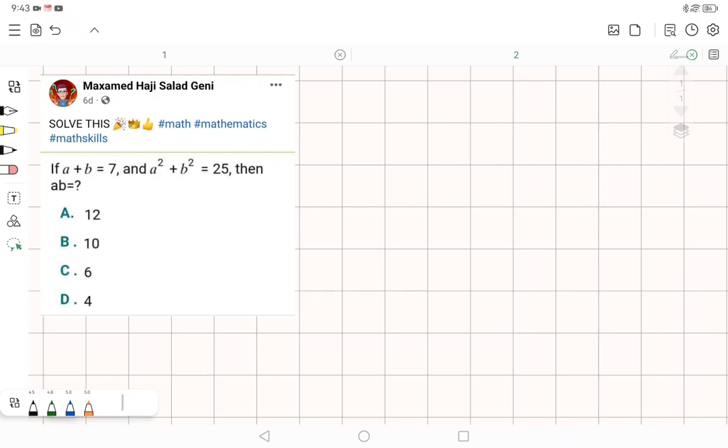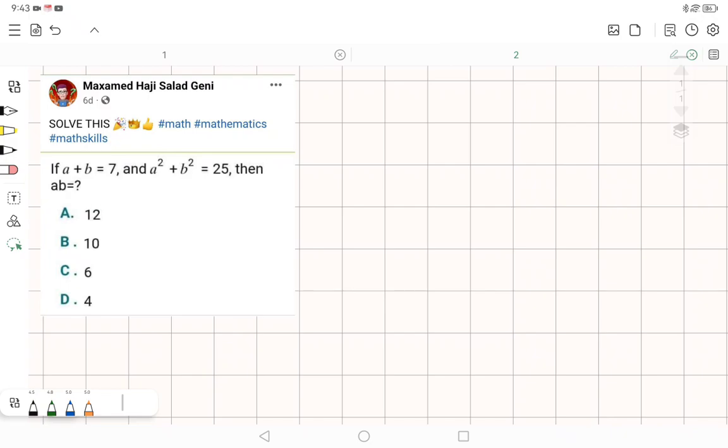Hello guys, today let's discuss this problem posed by another math enthusiast from one of the groups that I joined. The problem is like this: if a plus b is equal to 7, and a squared plus b squared is equal to 25, then ab is equal to what? Okay, so let's solve for the product.